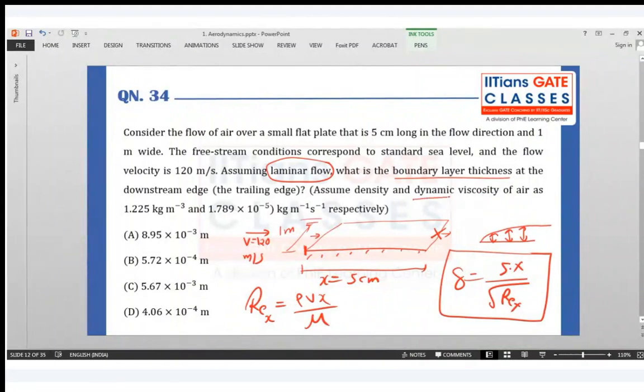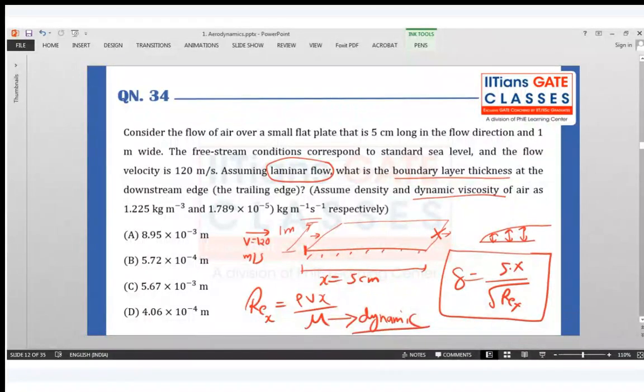Now they have given the dynamic viscosity, and this is which type of viscosity? The dynamic viscosity. Are you sure? Sir, dynamic viscosity divided by density, that is kinematic viscosity. Yeah, my mistake. Sorry. I was thinking this is the kinematic. The kinematic after dividing is correct. Sorry, my mistake.